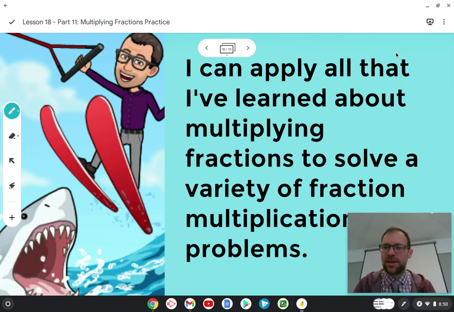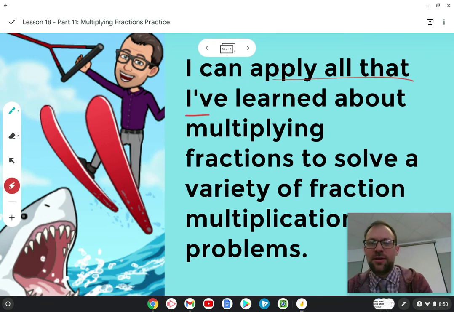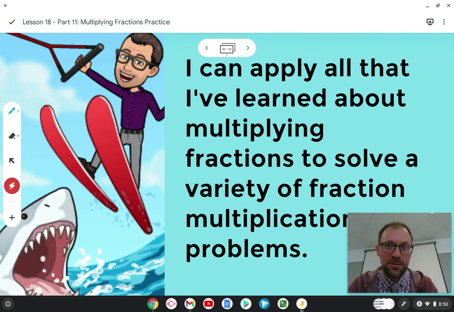Today's learning target is I can apply all that I've learned about multiplying fractions to solve a variety of multiplication problems. Today's work is practice, practice, practice, review, review, review. Let's get to it.